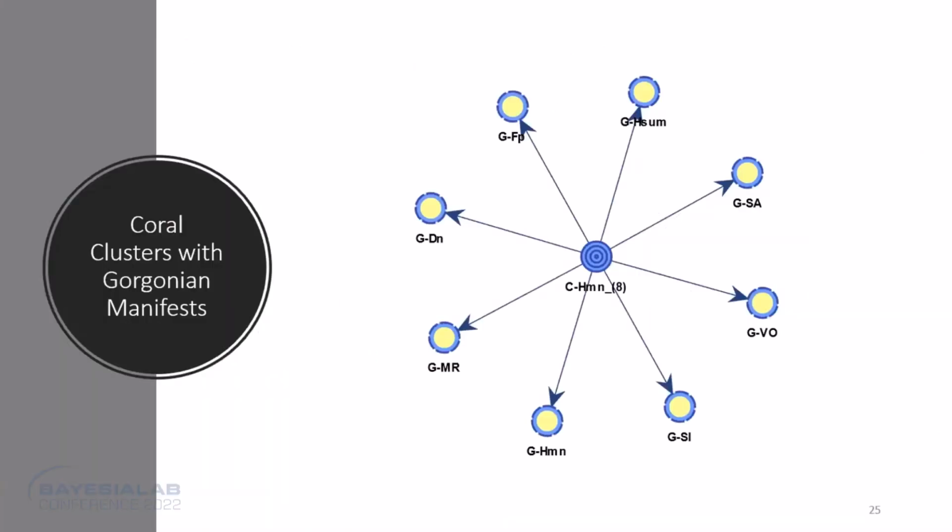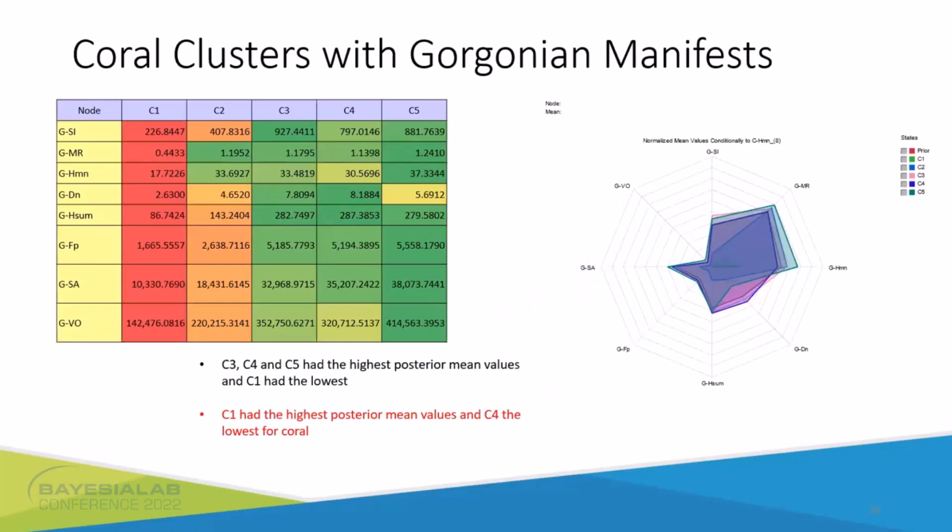And if you recall back when we looked at our exploratory analysis, we saw one connection between coral reefs and gorgonians with our maximum weight spanning tree that was negative. And so there might be a competition element that we should look into. So we also attached the coral reef factor node to the gorgonian manifests and did a similar comparison.